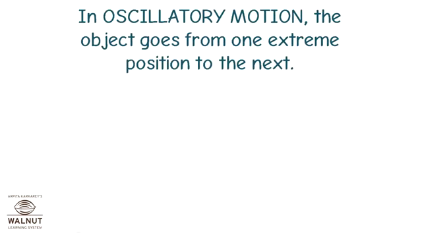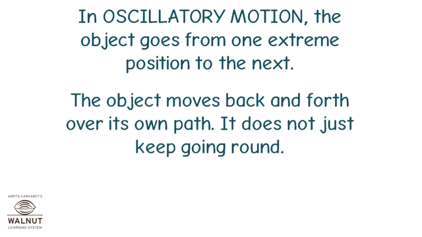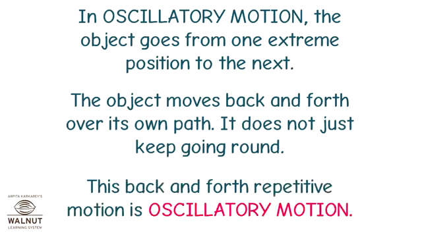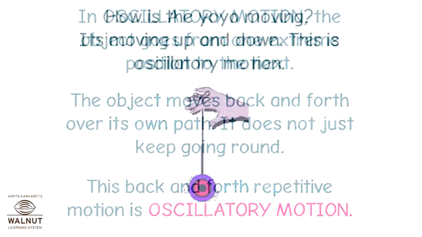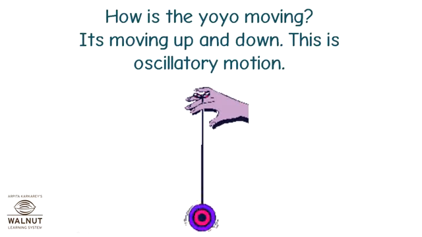In oscillatory motion, the object goes from one extreme position to the next. The object moves back and forth over its own path. It does not just keep going round. This back and forth repetitive motion is oscillatory motion. How is the yo-yo moving? It's moving up and down. This is oscillatory motion.